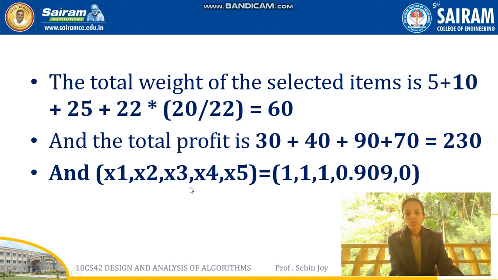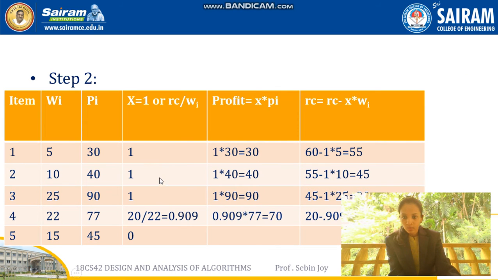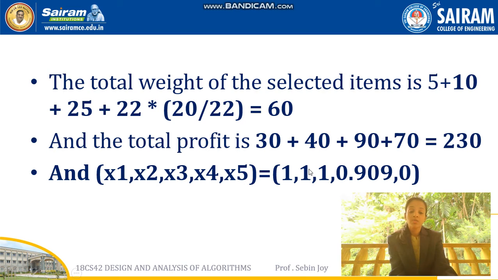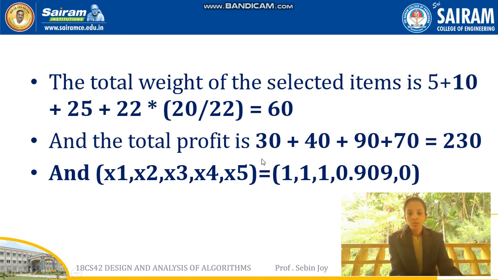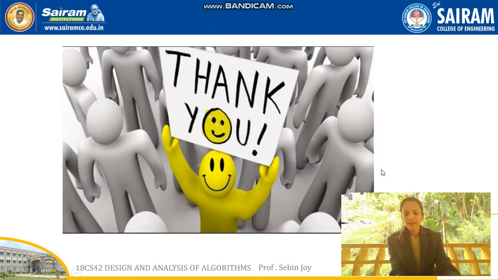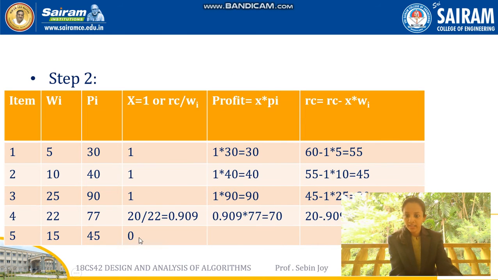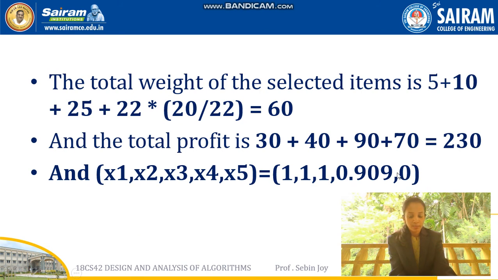So what is the fraction? x1, x2, x3: what are x1, x2, x3? 1, 1, 1. That means we are completely putting items 1, 2, 3 into the knapsack. But in the fourth case, item 4, we are not able to put the complete element into it. We are putting only a fraction of it, so you will get 0.909 here. And x5, is it possible to put x5 here? No, because its value here is 0. That means x5 we cannot put. Because of that only you are putting the value 0 here. So this is the way we have to do it.